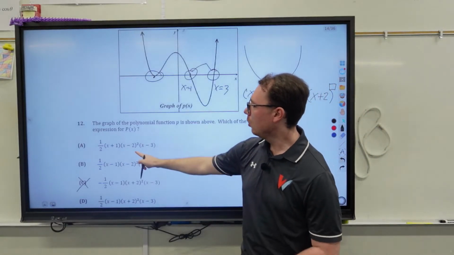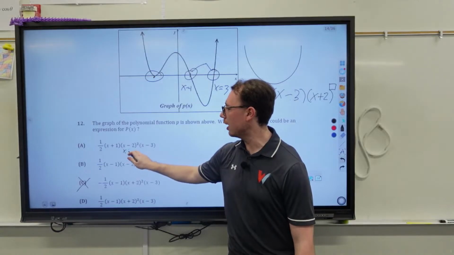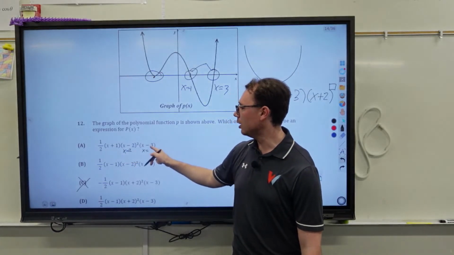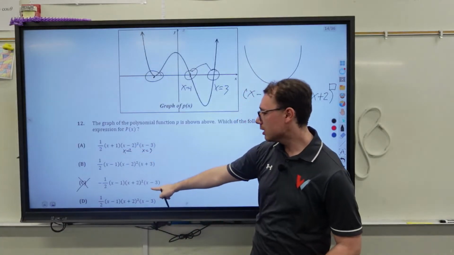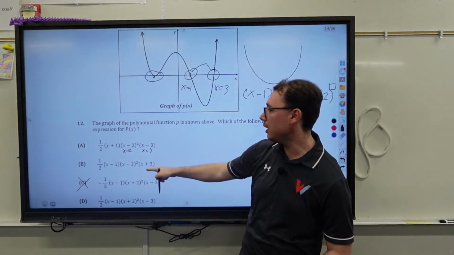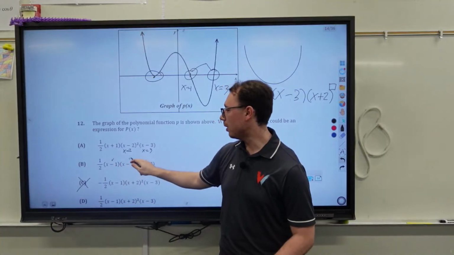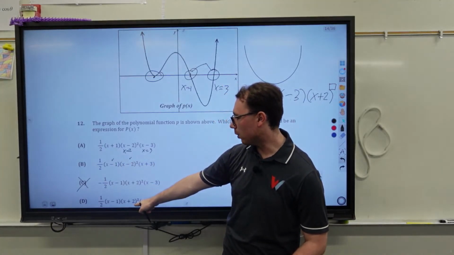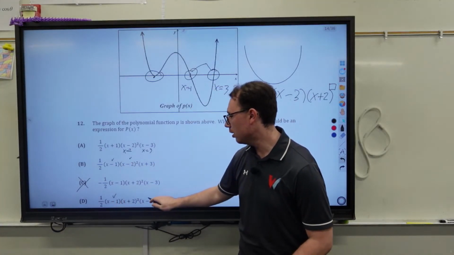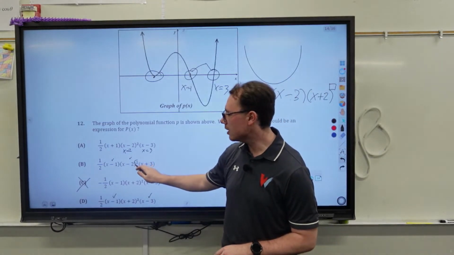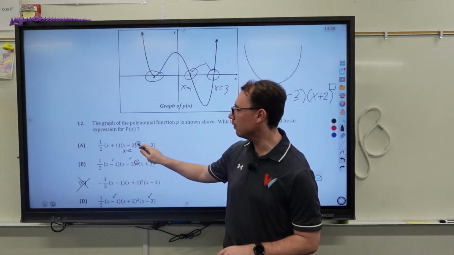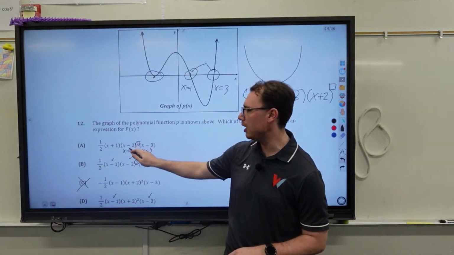For A here, we have 1 positive root here of x equals 2, 1 positive root here of x equals 3, so at least we have 2 positive roots. Same thing for B here, positive root here, positive root here. Same thing for D here, positive root here, positive root here. But notice that we have this square for both of these roots for A and B.